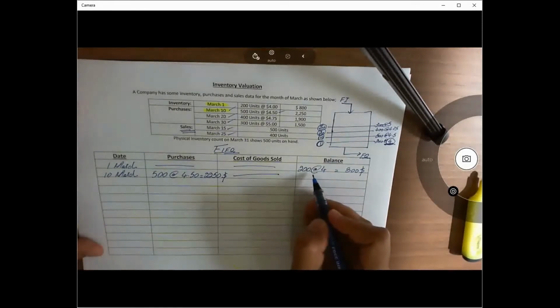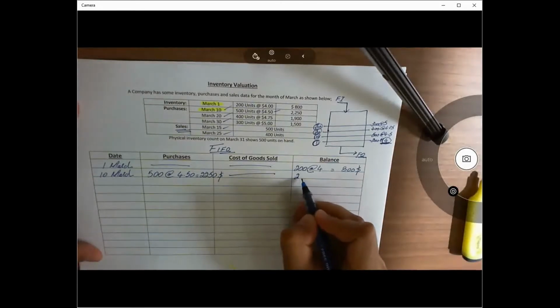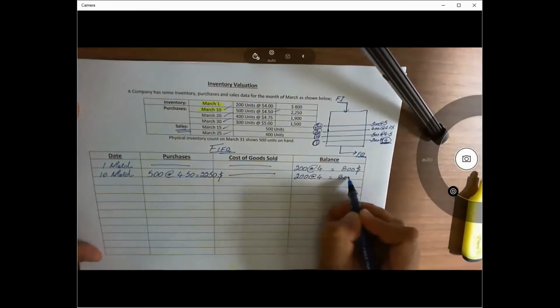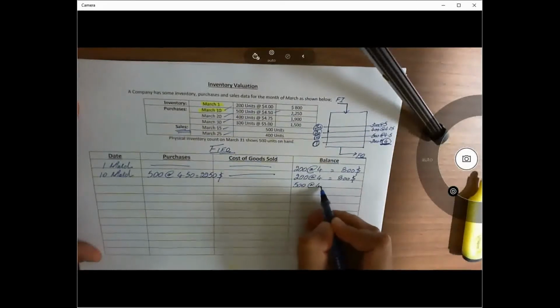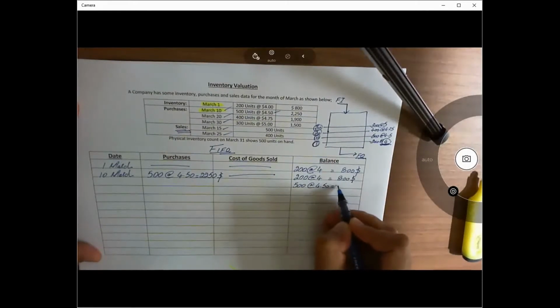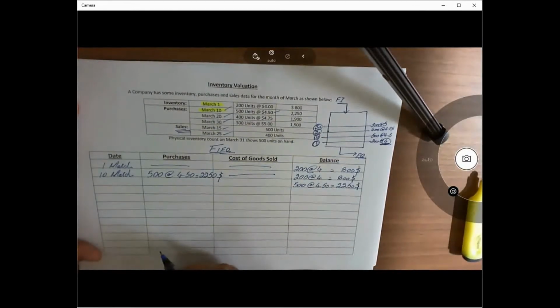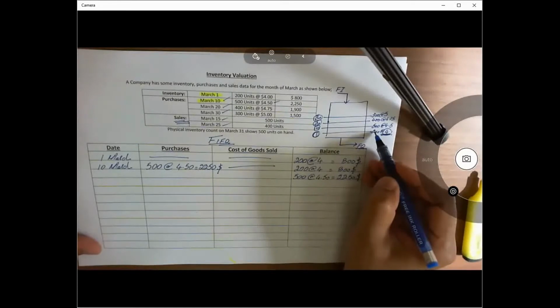Previously, we have 200 units at $4. Now, these 200 units we will write them again over here because this is our old inventory. Next, this we are buying, we will write over here our new inventory level, 500 units at 4.50, which is equal to $2,250. So I think up till here, it is very clear. We are actually following this box over here, which we made earlier.